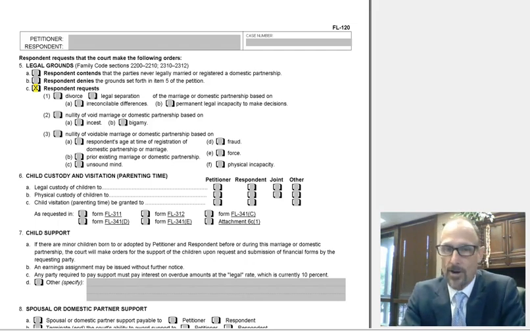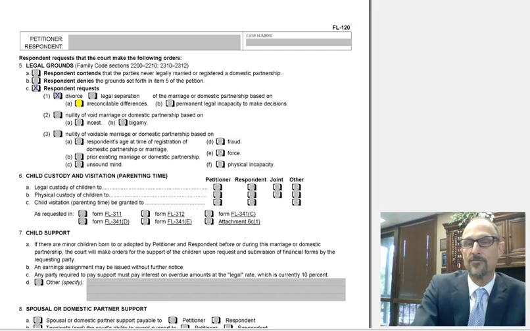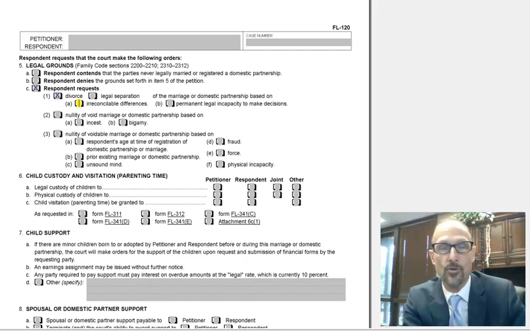If it was a regular divorce, you're going to mark number 1, divorce, and if it's a legal separation, you're going to mark legal separation right next to that. And then irreconcilable differences, if that's the reason, in your mind, for the divorce. You could also mark permanent legal incapacity to make the decisions. You're going to need some more advice if you're going to mark B. So if you feel like you need to mark B instead of just simple irreconcilable differences, contact an attorney and get some advice on that.